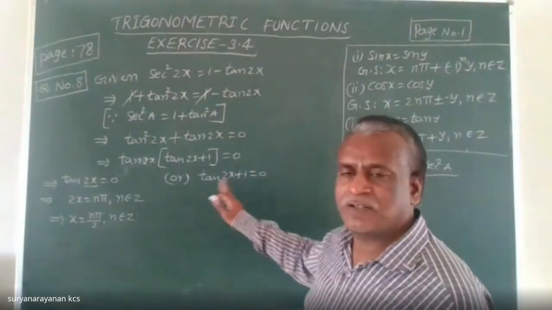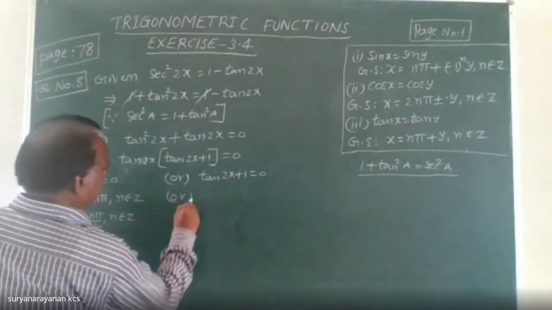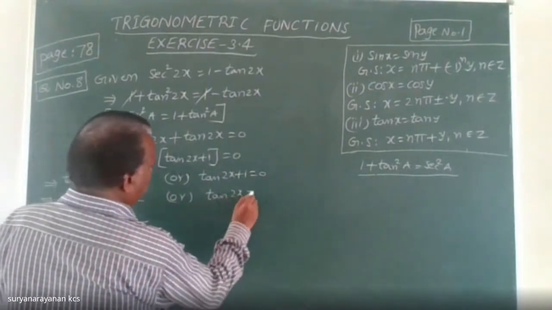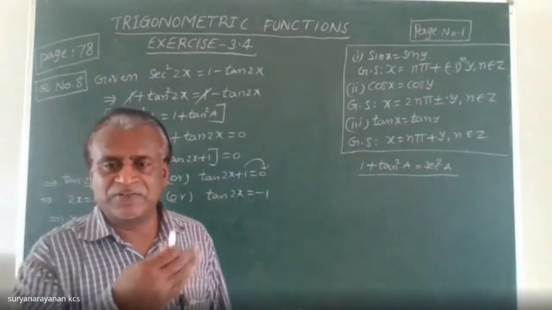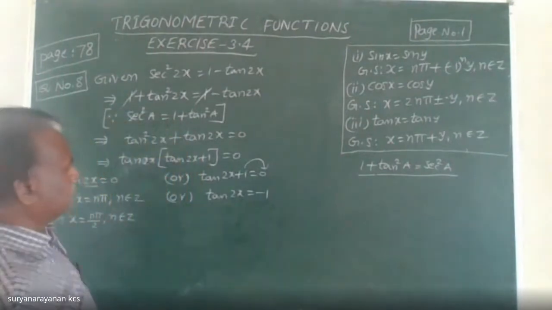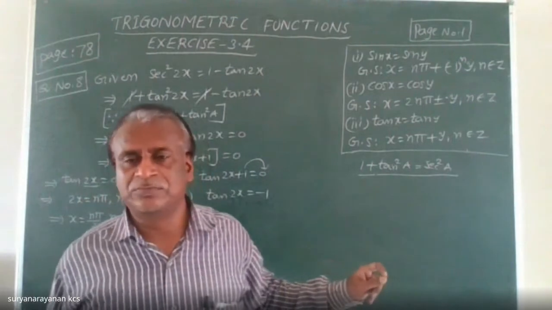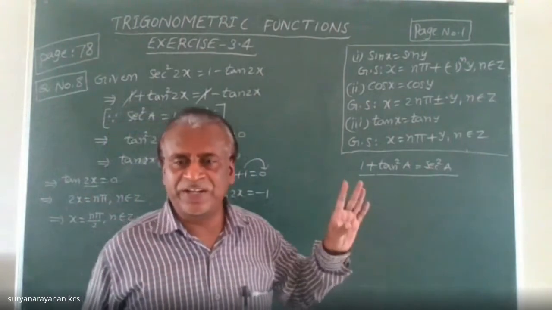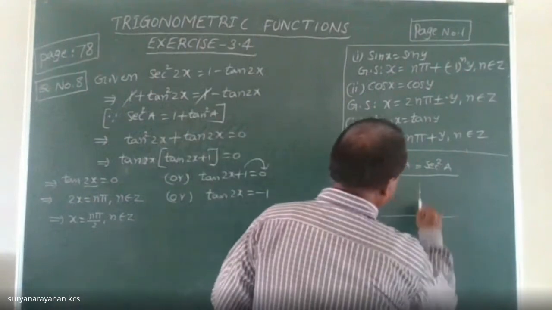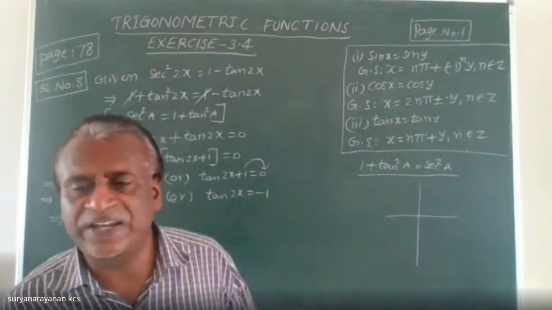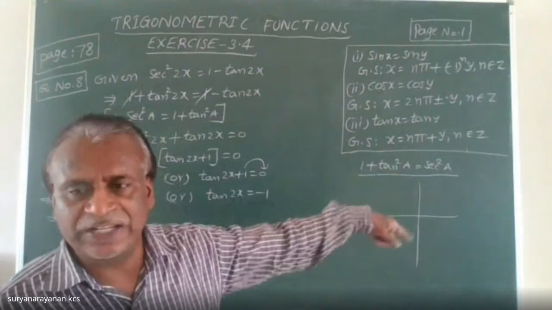Now come to the second trigonometric equation. Tan 2x is equal to minus 1. By transposing plus 1 to RHS, it becomes minus 1. Ignore the sign, imagine it is 1 only. In which quadrant is tan negative?